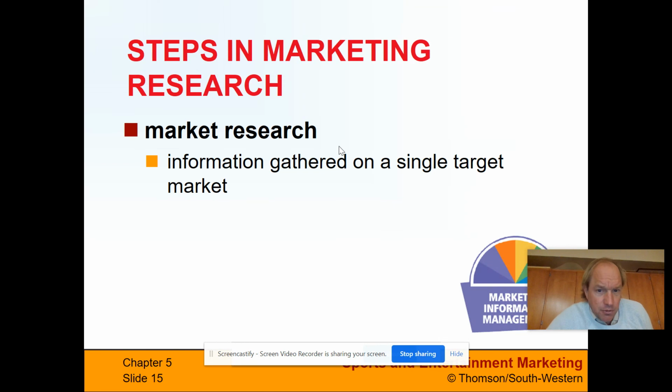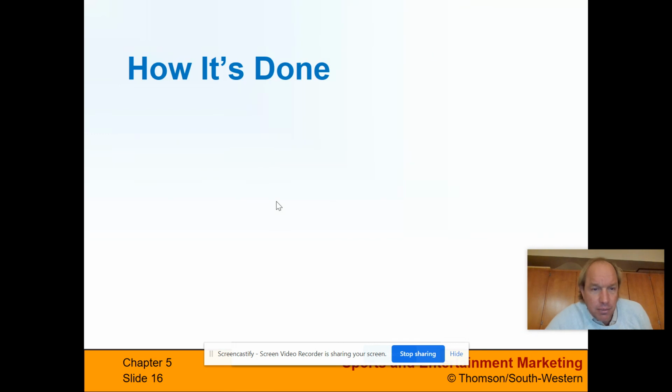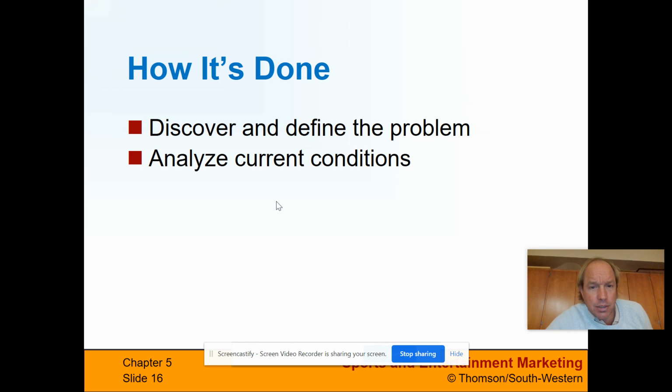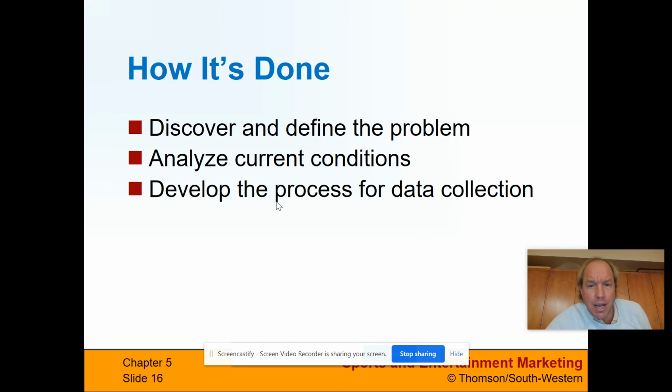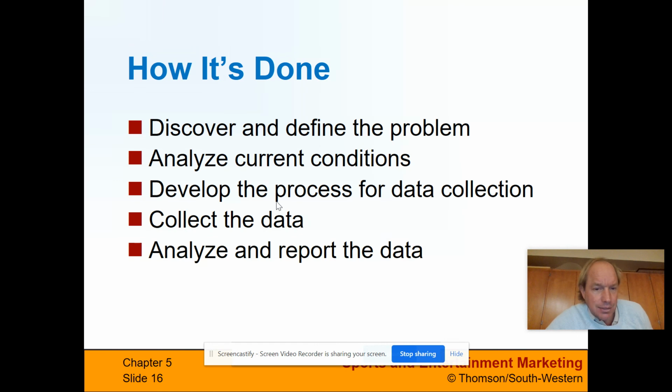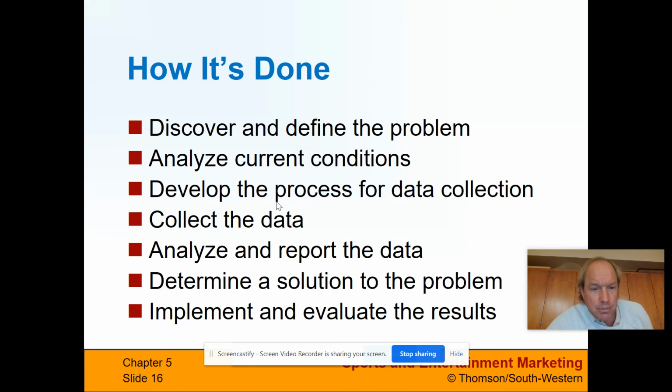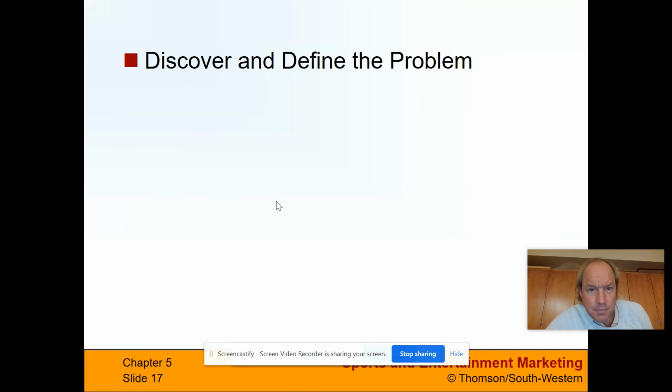Market research is information gathered on a single target market. How it's done, you discover and define the problem. You analyze current conditions. You develop the process for data collection. You collect the data. You analyze and report the data. You determine a solution to the problem, and you implement and evaluate the results. So these are the seven steps. Discovering and defining the problem.